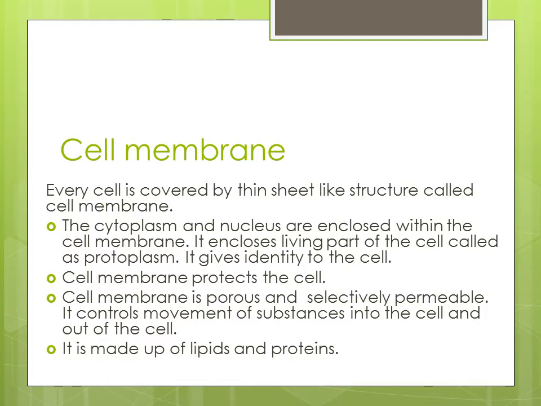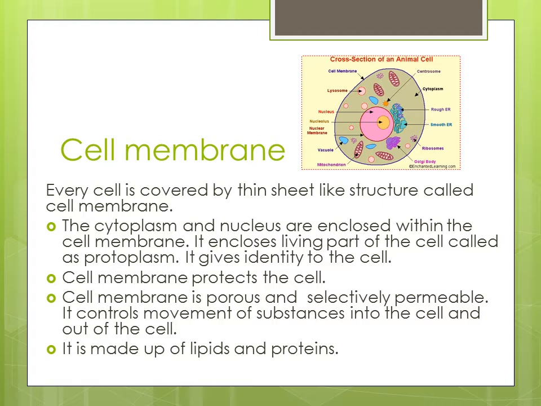Let us talk first about cell membrane. Cell gets its identity due to cell membrane. All the cellular components remain together in one place due to cell membrane, and they are together identified as cell. Cell membrane is also called as plasma membrane.